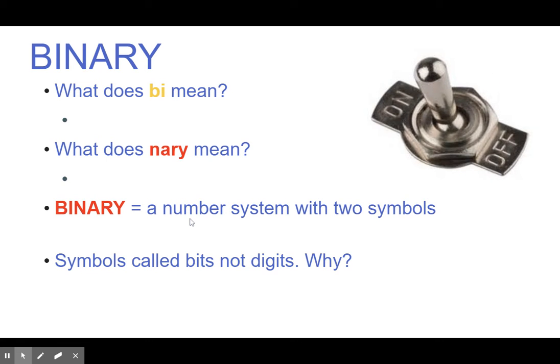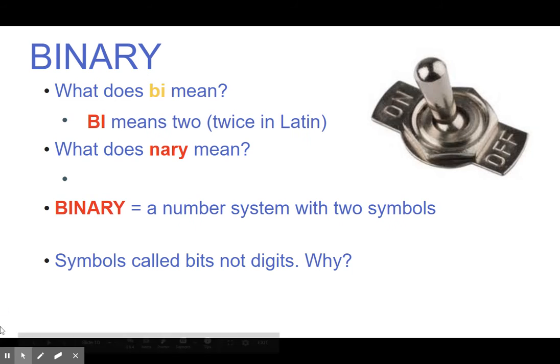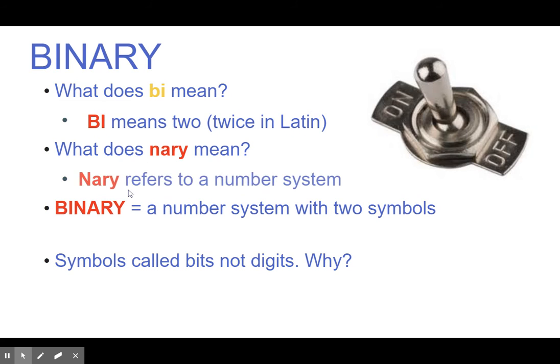So let's go ahead and jump in. Look at this switch. It's got two states. What does bi mean? Bi means two, or comes from Latin meaning twice. What does nary mean? Nary refers to a number system. So when you combine those two terms, bi and nary, binary is a number system with two symbols. This is different from the previous system we just talked about. This number system has two symbols.